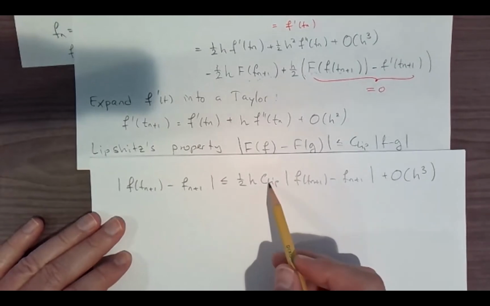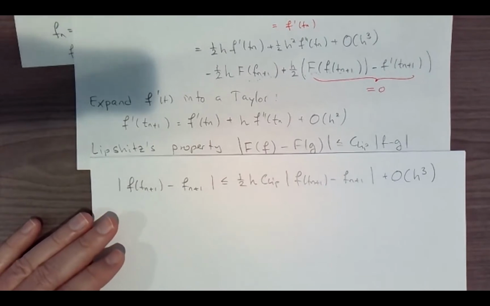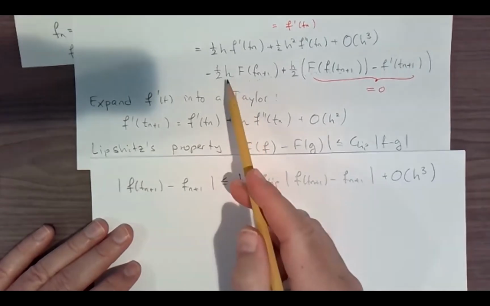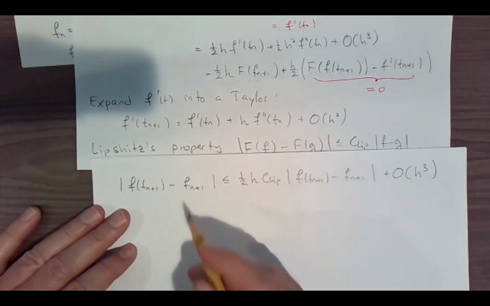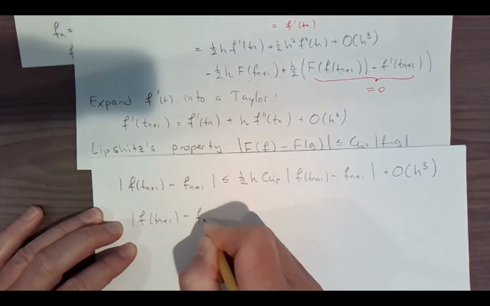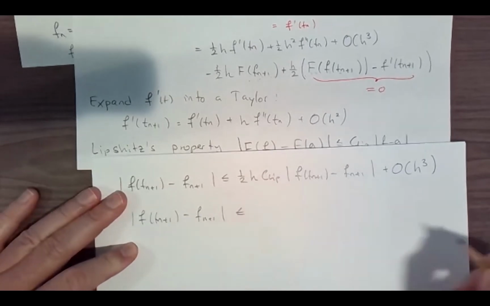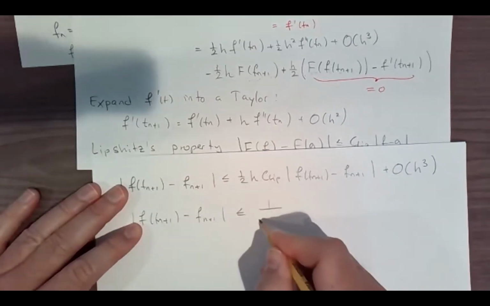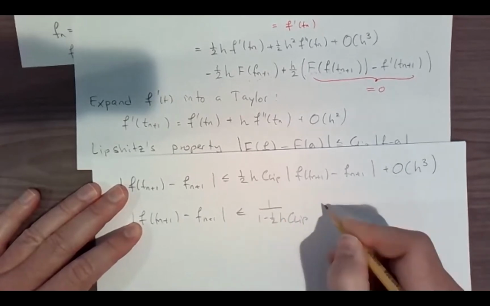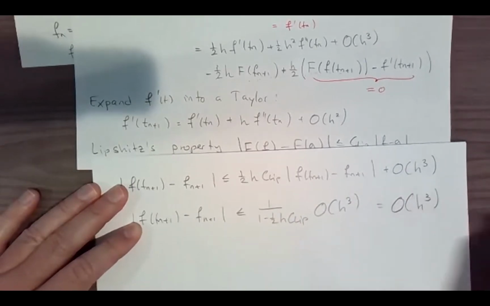And so then we combine. So then we combine, we're going to get f(tn+1) minus f_{n+1}. I move it to the other side and I divide over. This is going to be bounded by 1 over 1 minus 1/2 h times the Lipschitz coefficient times O of h^3, which is of course O of h^3.